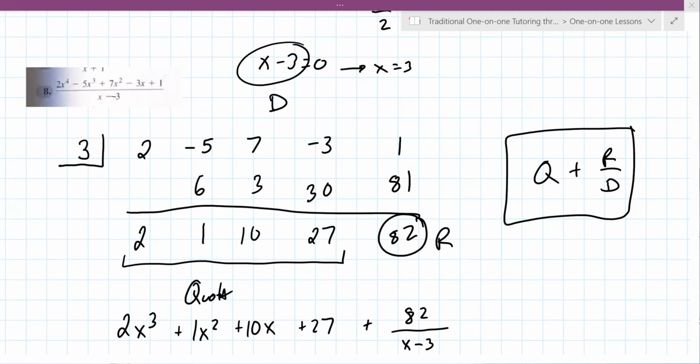I guess that's what's meant by that. Okay. 10.